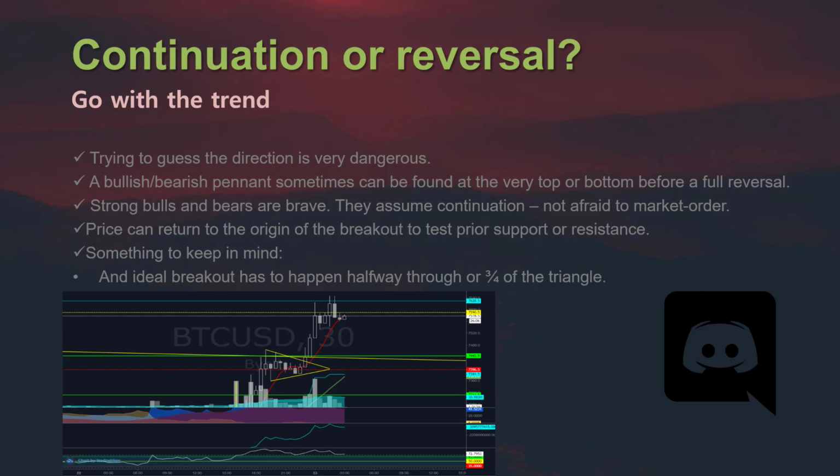In the next video we will talk about risk and money management, which is equally as important, to know what size you can assign to these triangles, because that's very important.